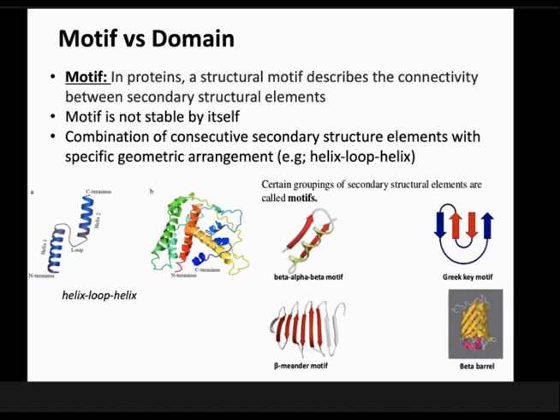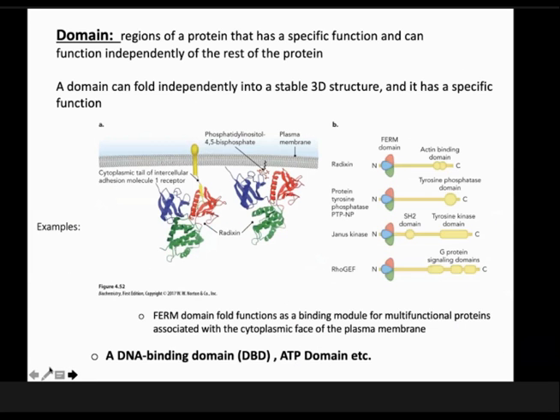So this is a very normal vocabulary when we're talking about proteins, because that means that the protein I'm studying has a helix, then a turn, and a helix. So it's called helix loop helix. If they are by themselves, they are not independent like the domain.